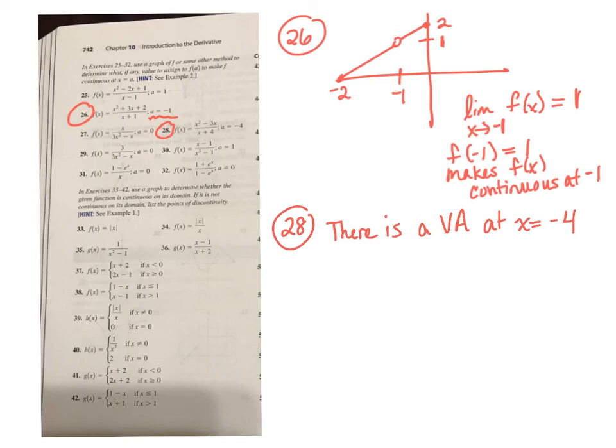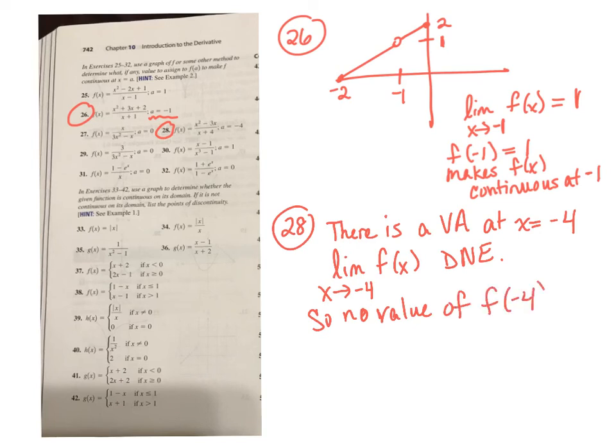It's good practice. Because there's a vertical asymptote at x equals -4, that means that the limit of f of x as x approaches -4 does not exist. Because it does not exist, there is no value. So no value of f of -4 will make f of x continuous at -4. Okay? All right.